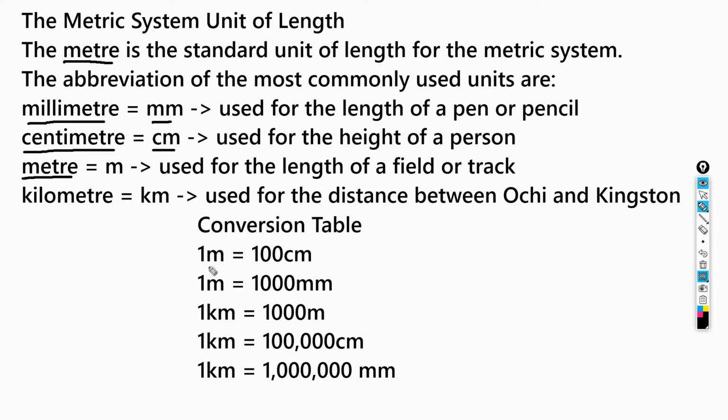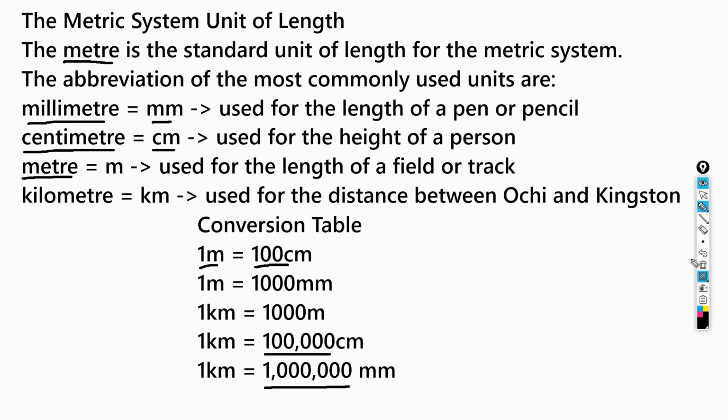So we're going to look at this conversion table here. It says 1 meter is 100 centimeters, and that's true. 1 meter is equal to 1000 millimeters. 1 kilometer is equal to 1000 meters. 1 kilometer is also equal to 100,000 centimeters. And 1 kilometer is equal to 1 million millimeters.